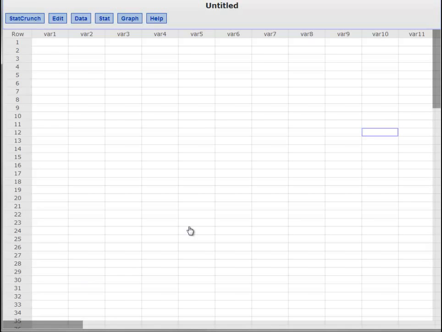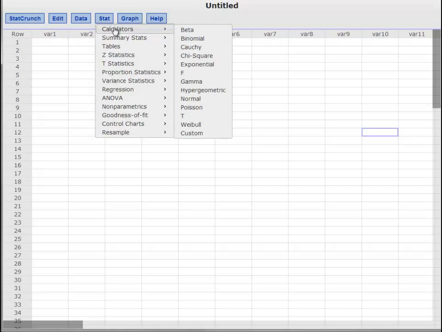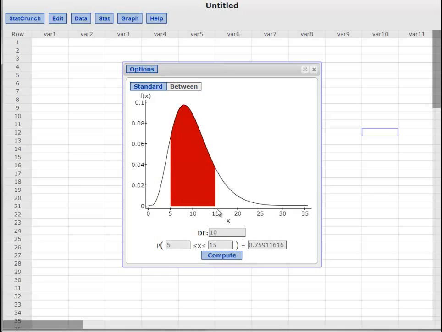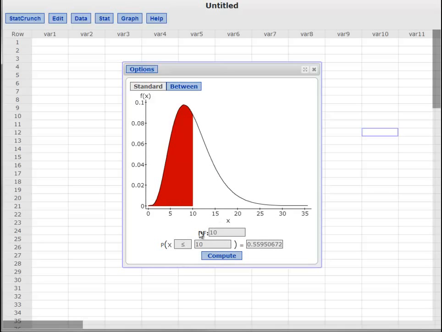So if we want to find the critical values in StatCrunch, we go to Stat, Calculators. Anytime you're trying to find critical values on a distribution, it's always going to be in the calculator menu. Chi-square brings up the chi-square curve, and you can do standard, less than or greater than something, or in between two values. We're just doing standard. First thing you've got to do is give it its degrees of freedom, which for us was 21, right? Because our sample was 22.